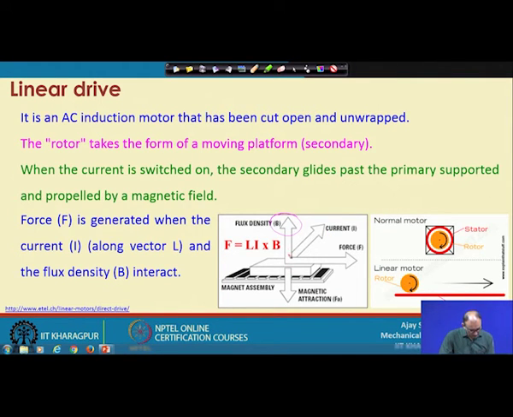So, this is the magnetic field you are applying in the vertical direction, and if you supply a current at 90° to it, then it will generate a force which is perpendicular to both of these. That is called the Lorentz force. So, force F is generated when the current I and the flux density B interact along the length L of the conductor in which you are applying the current. This is the formula: F equals L into I into B.